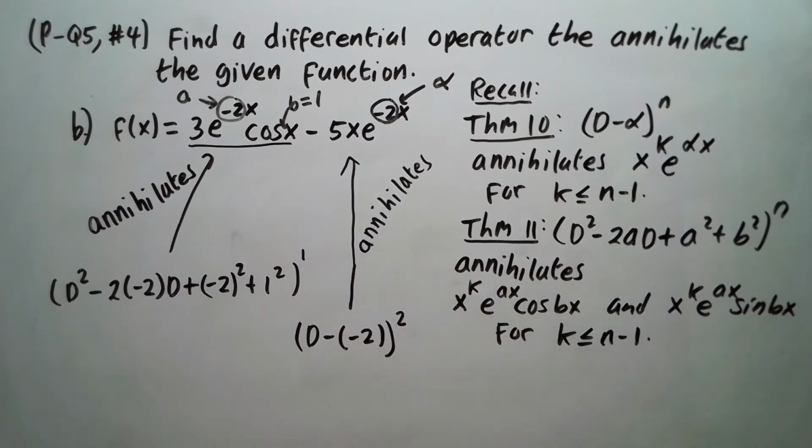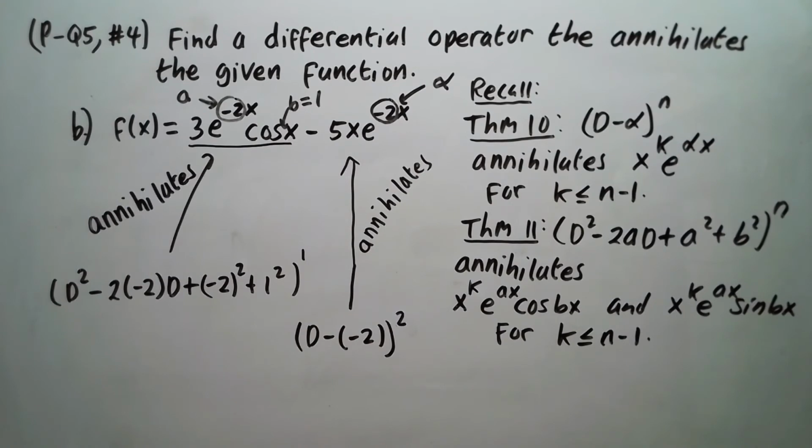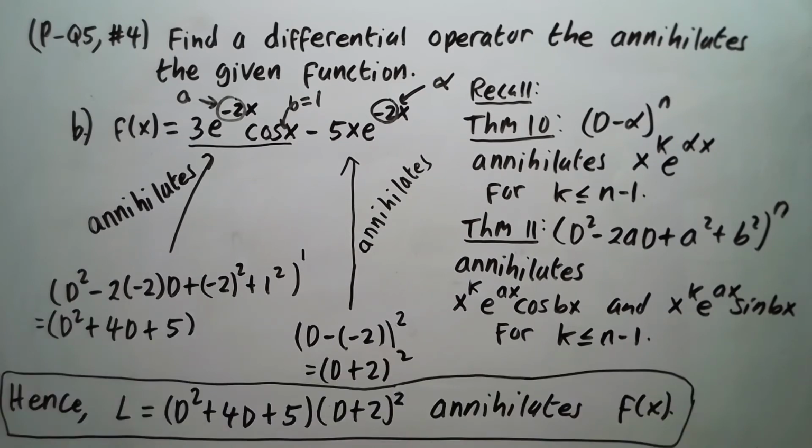So now I want to annihilate both of these at the same time. So to annihilate both of them, you can just multiply them together. So let me write that here. Okay, so this guy simplifies as D squared plus 4D plus 5, and this one simplifies as D plus 2 squared. So the product of these two will annihilate my f.